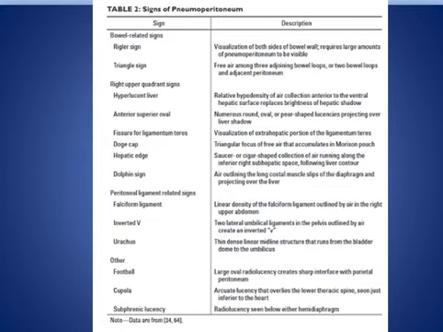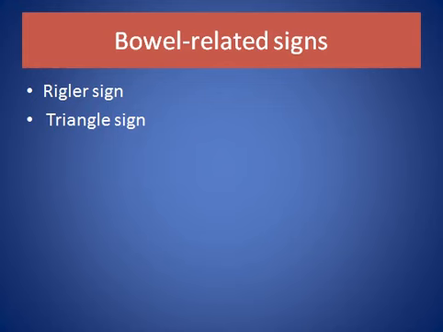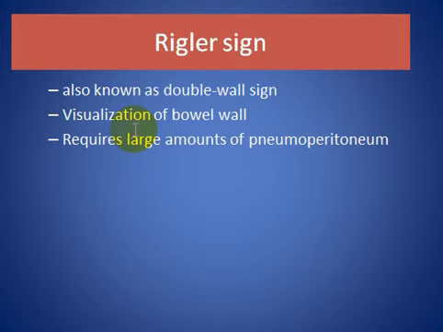Here is a classification of the signs of pneumoperitoneum. It is described as bowel-related signs, right upper quadrant signs, peritoneal ligament-related signs, and other signs. We will discuss most of these signs. Bowel-related signs: we have two signs, the regular sign and the triangular sign.